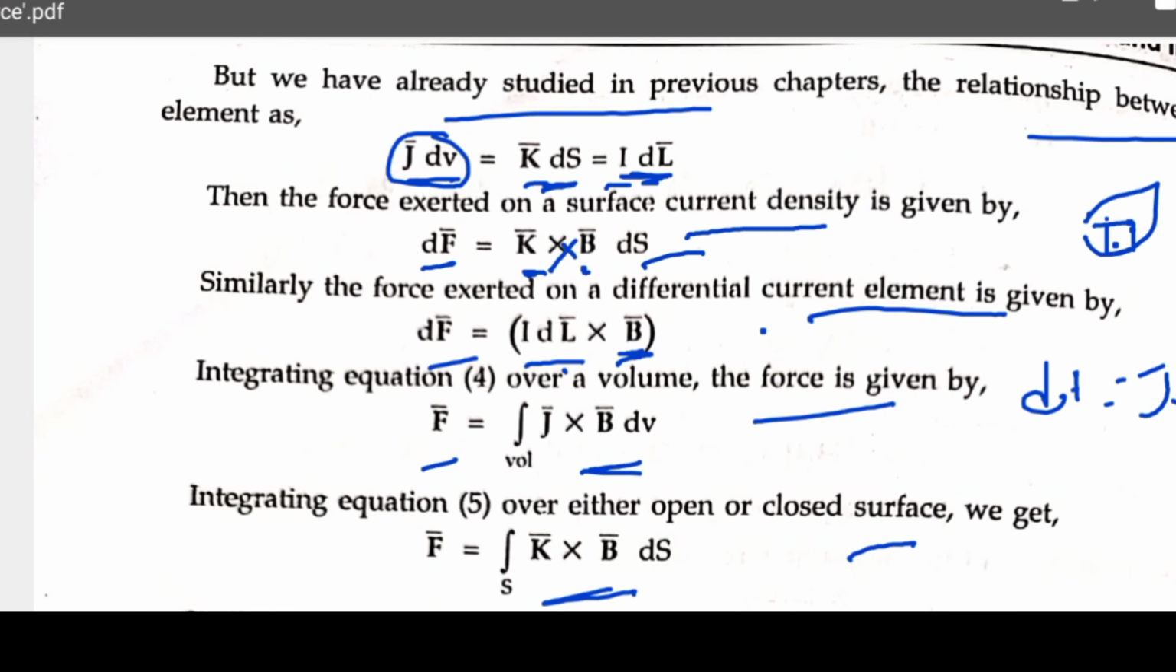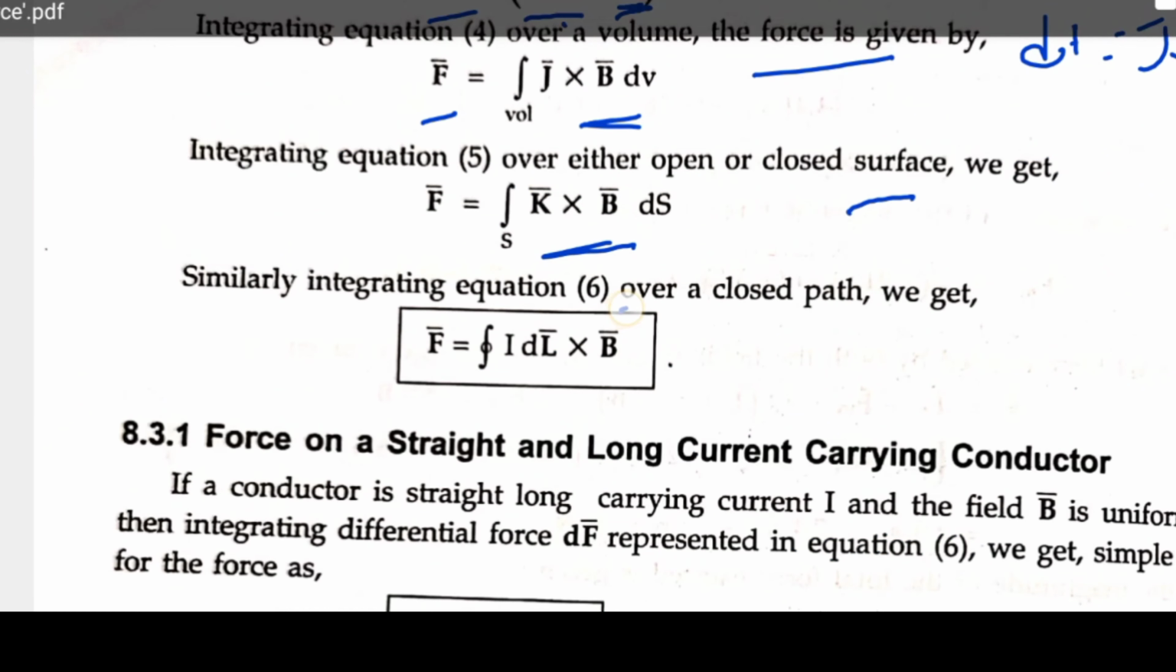What is this? Force on a differential current element. The differential current element may be a line current density, that is dl, a differential element, or a surface current, also a differential surface. Similarly, integrating equation 6 over a closed path, we get F equal to the closed integral of idl cross b. These are the equations related to differential elements.